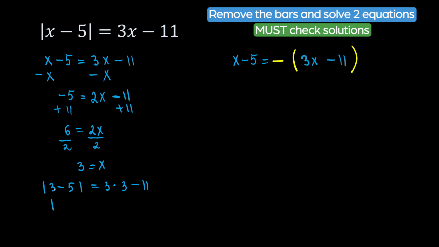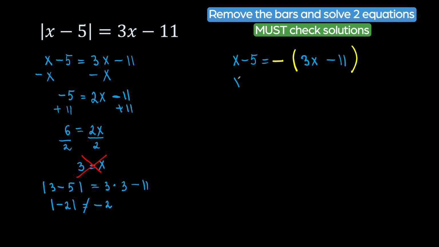The absolute value, 3 minus 5 is negative 2, is equal to, look here, 3 times 3 is 9 minus 11 is negative 2. So the absolute value of negative 2 is definitely not negative 2. So the absolute value cannot equal a negative number. So this solution, x equals 3, does not check out. This is an extraneous solution. So let's solve the second equation and see if the solution checks out and if we actually have solutions to this equation.